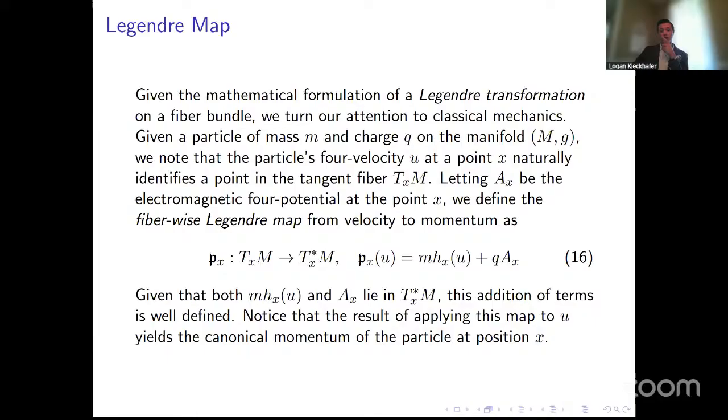It's a well-defined sum, even though we have the velocity in one part and not in the other, because both of those pieces will be elements of the cotangent fiber at point x. They'll both be covectors. And this is defined as script p because this combination is going to be our canonical momentum associated to the velocity.